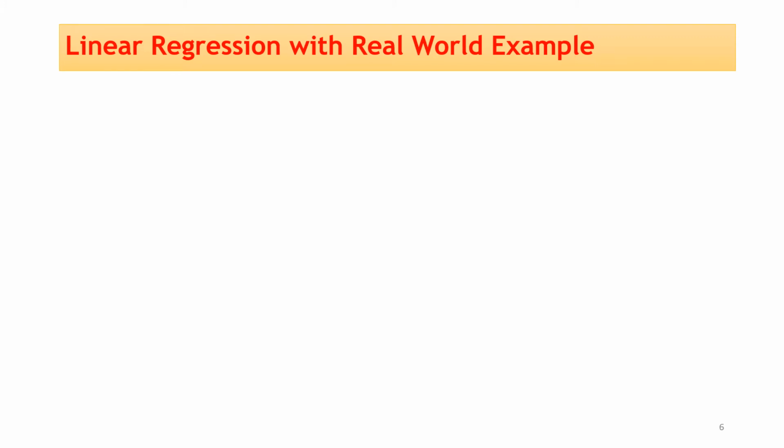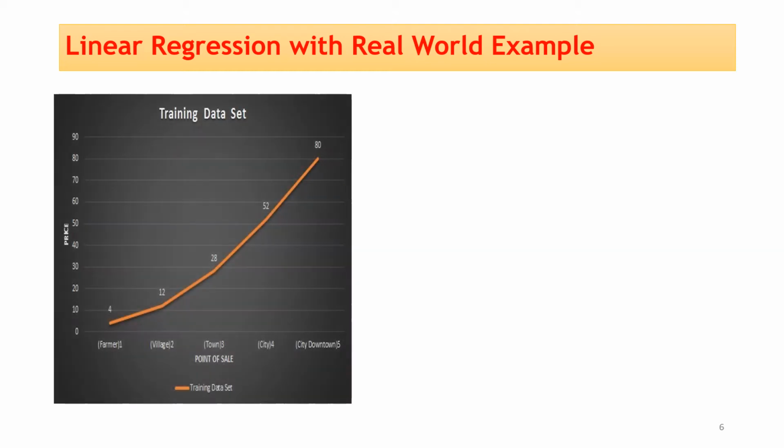Now, based on the previous table, that is the agricultural product and where it's sold, if we plot the graph, it will look like this. Here, the x-axis indicates the training data set, while the y-axis indicates the price. Our x-axis indicates the point of sale, meaning where that agricultural product was sold, either directly from the farmer or village or town or city downtown. And our y-axis indicates at what price it was sold. Now for the farmer, if we bought that agricultural product from the farmer, then the price will be equal to 4.